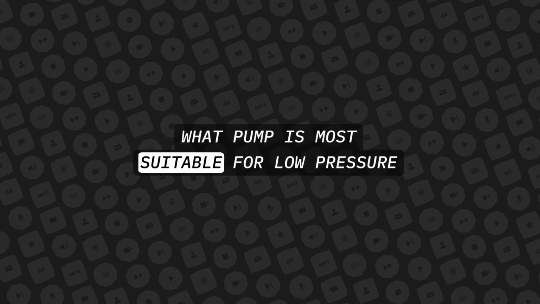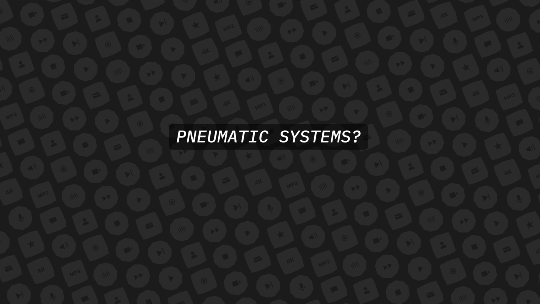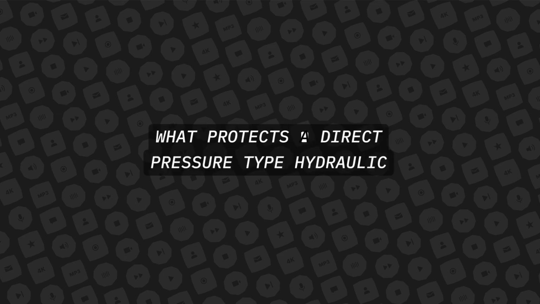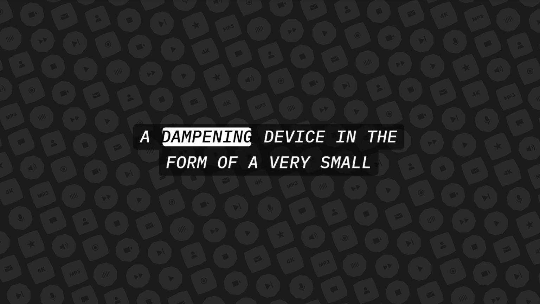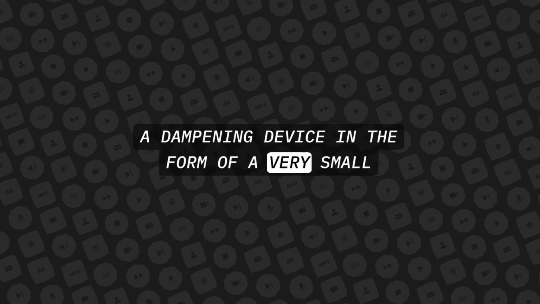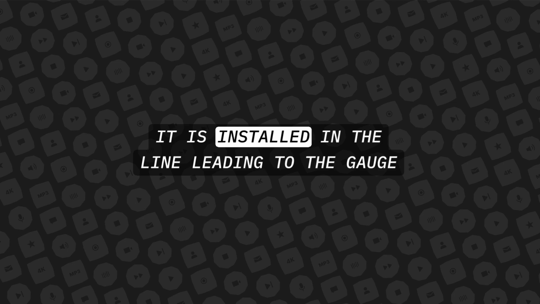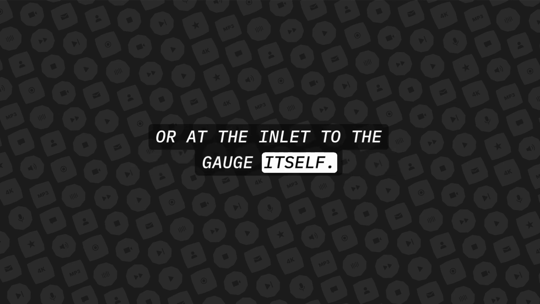What pump is most suitable for low-pressure pneumatic systems? A vane-type pump. What protects a direct pressure type hydraulic pressure gauge from pressure surges? A dampening device in the form of a very small restrictor. It is installed in the line leading to the gauge, or at the inlet to the gauge itself.